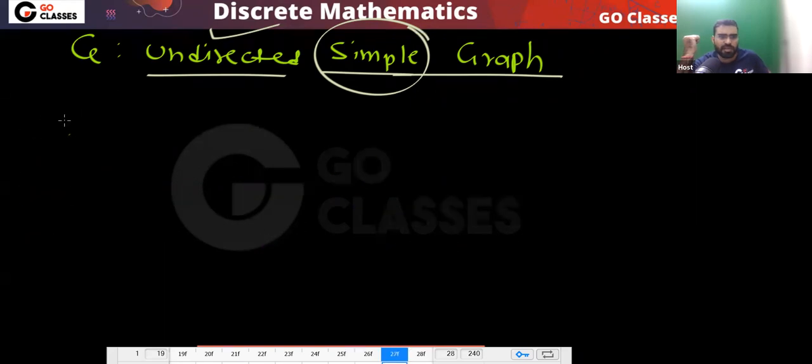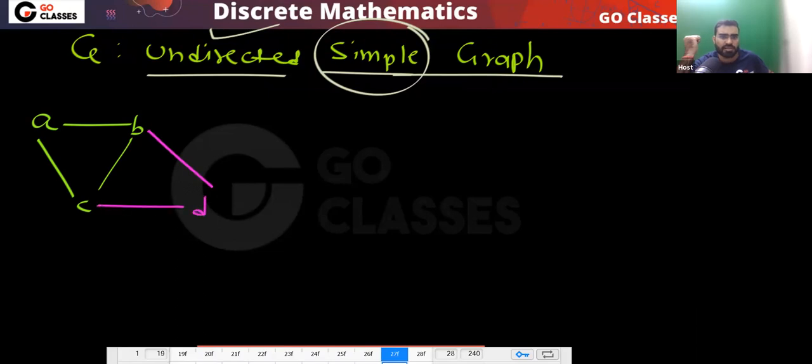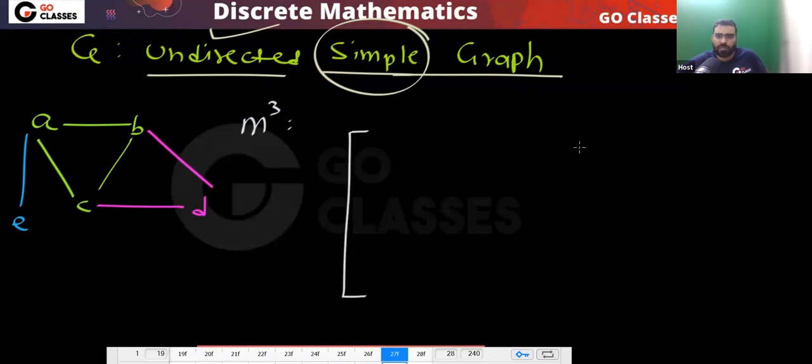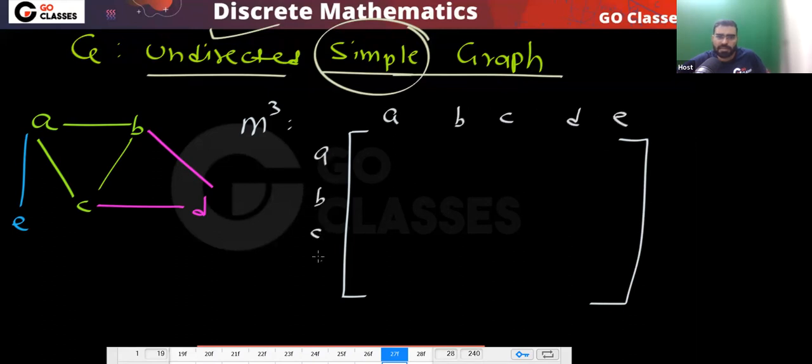For example, consider this example: A, B, C. This is one triangle. Like, you can consider D. This is another triangle. So there are two triangles. Let's assume there is E. Let's assume this is your situation. Now in this situation, focus on M cube. What will your M cube be? Can you find it out? A, B, C, D, E.